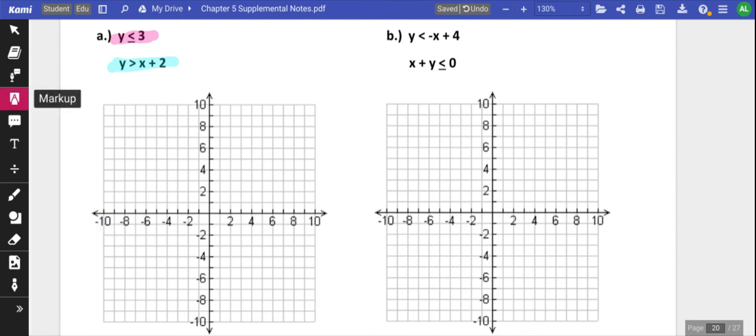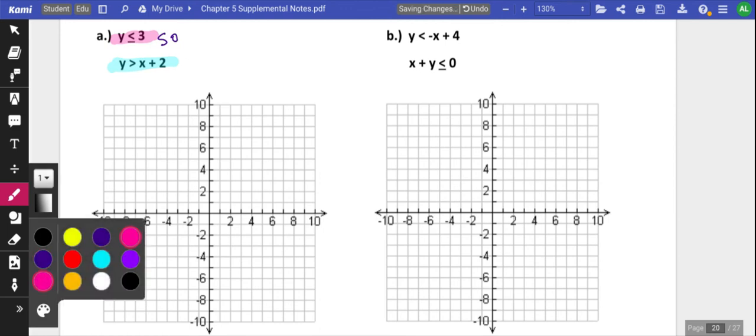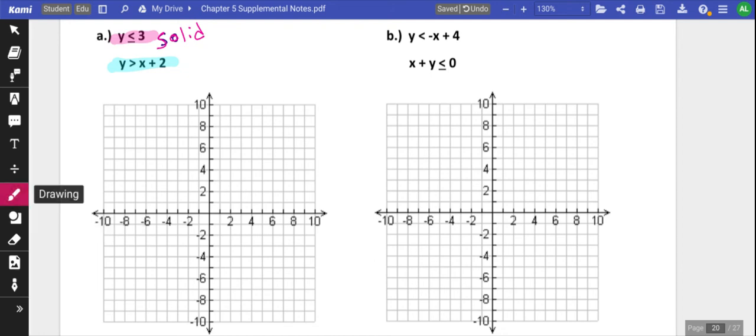All right, so y is less than or equal to 3. First off, I know that that is going to be a solid line. Oh, I wanted pink. Solid line, because it's less than or equal to. And I also know that anything that's just y equals or y is less than a number is going to be a horizontal line at that number. So y is less than or equal to 3, and I've got a solid line. Doing my best here with the line. Draw my little arrows.